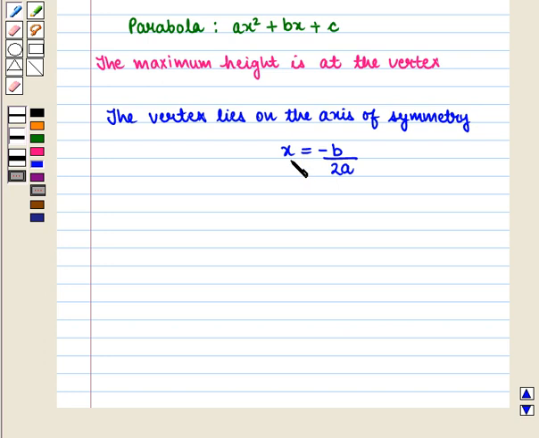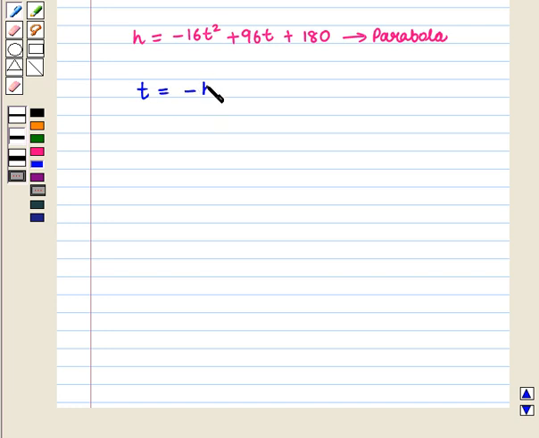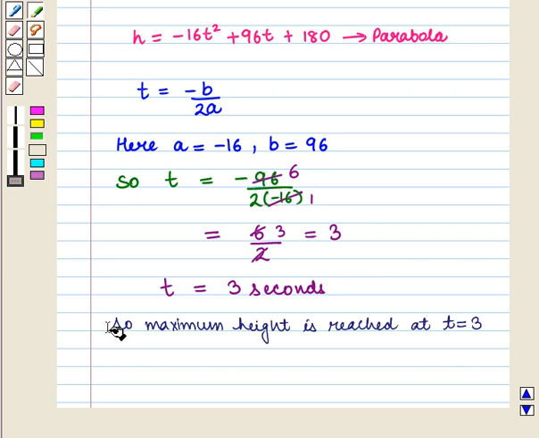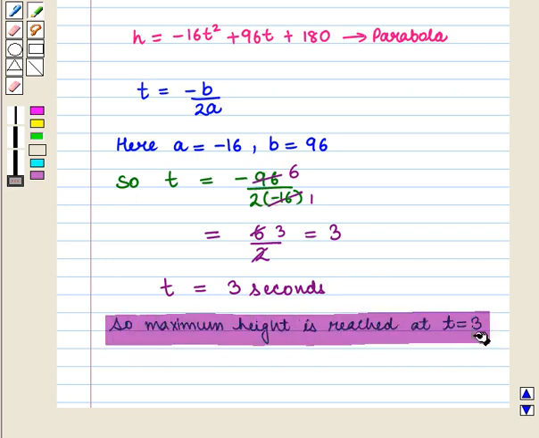Since variable t represents x, the maximum height is reached at t is equal to minus b upon twice a. Here, a is equal to minus 16 and b is equal to 96. So, time t will be equal to minus 96 upon 2 into minus 16, and this is equal to 6 upon 2, that is equal to 3. So time t is equal to 3 seconds. So we say that maximum height is reached at t is equal to 3.